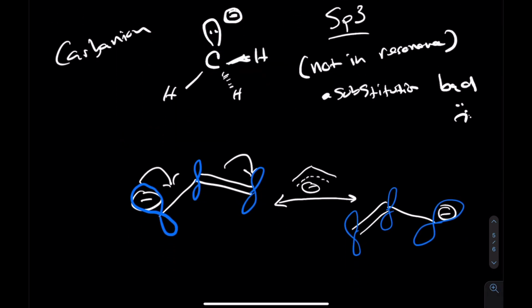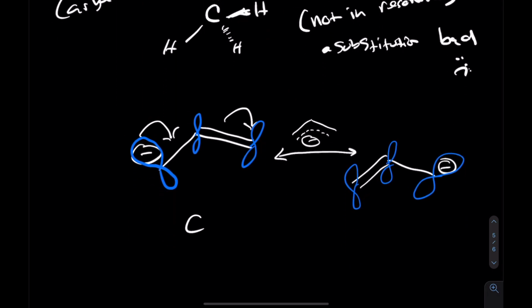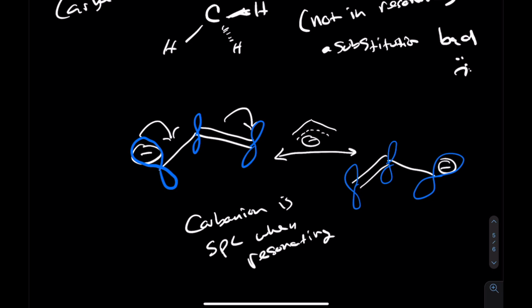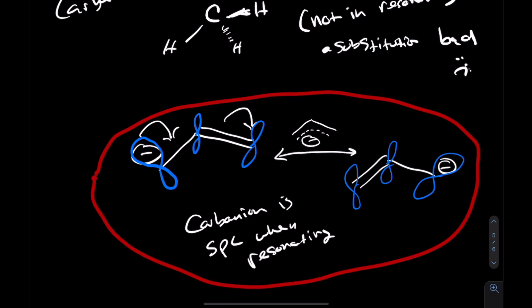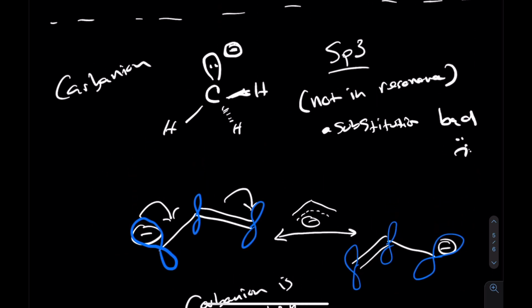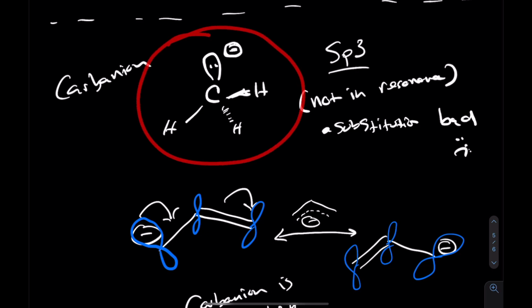So I'm going to write it down here. Carbanion is sp2 when resonating. But it doesn't change any of the facts. Resonance stabilizes it. So this is the little nuance you want to keep in mind. Substitution here is good because that created resonance. Substitution up here that does not create resonance, bad, all right?